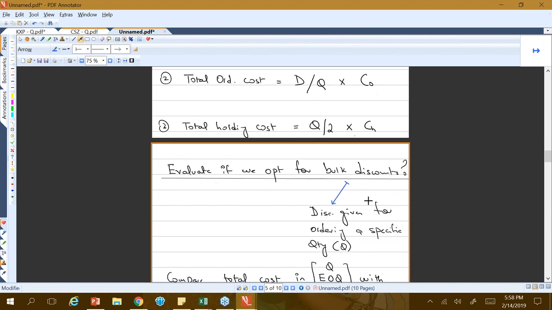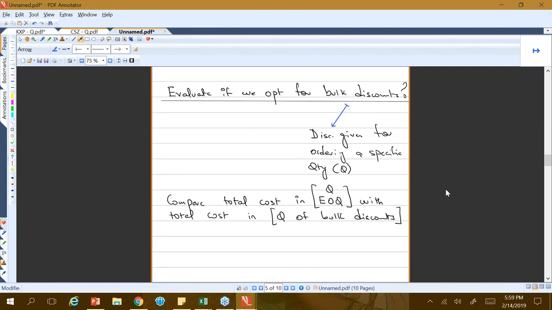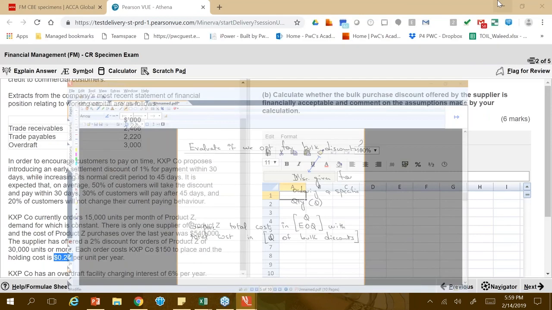And this is what we are going to do now. We're going to compare total cost under EOQ. We'll first find that EOQ quantity, then find the total cost under EOQ, and then compare it with the quantity under the bulk discounts. And remember, the quantity under the bulk discounts is already given to us, which is 30,000 units or more.